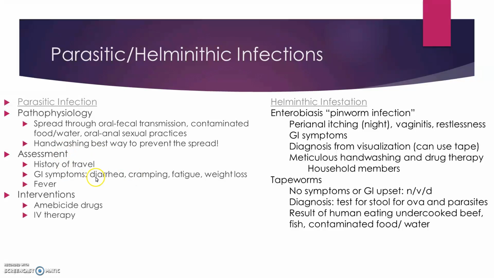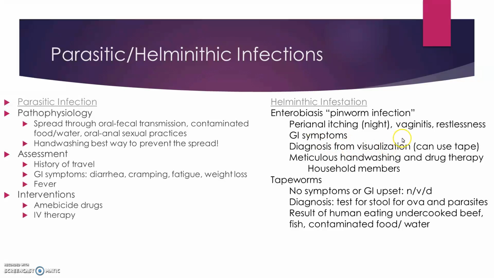Suspect-wise, have they had any travel into different areas? Any GI symptoms, diarrhea, cramping, fatigue, weight loss, fevers. And then interventions, we can give drugs to clear those up and kill them, and then support them with some IV fluid therapy. With worms, basically they're going to have perianal itching, especially at nighttime when the worms will come out. One of the easiest ways to diagnose is to use double stick tape around the rectum.